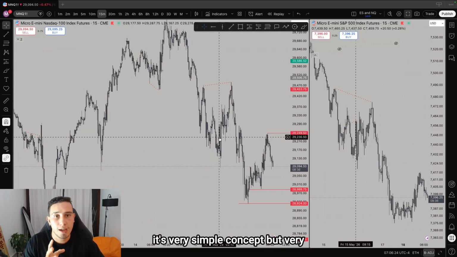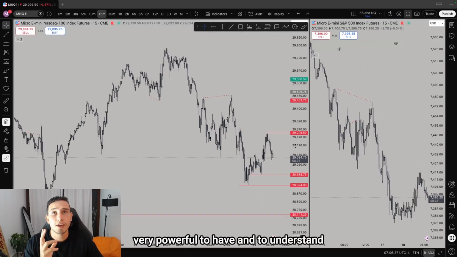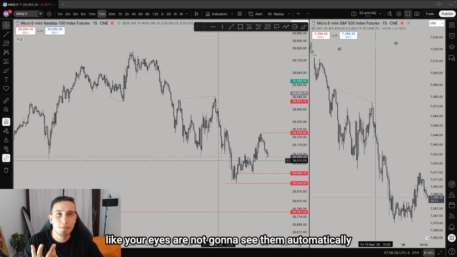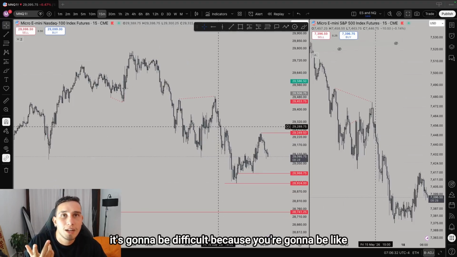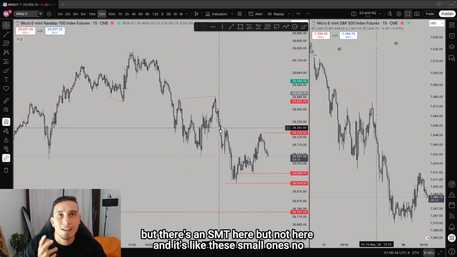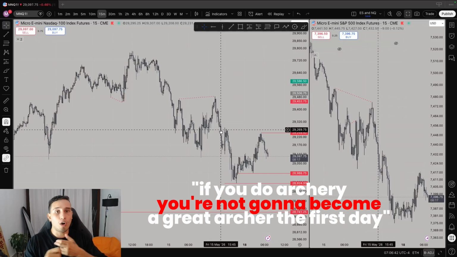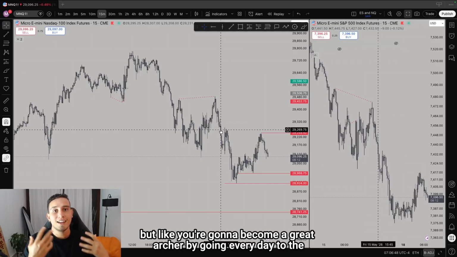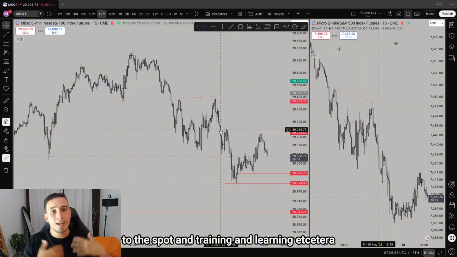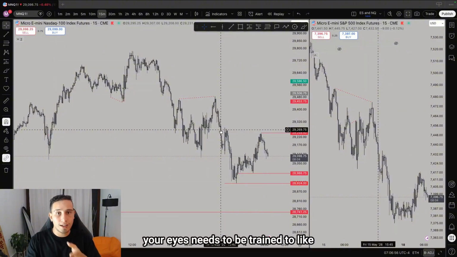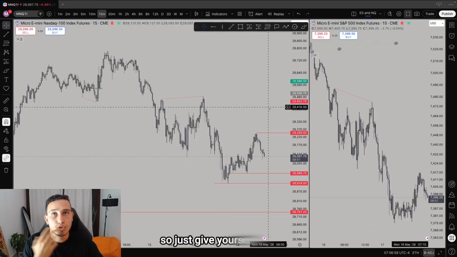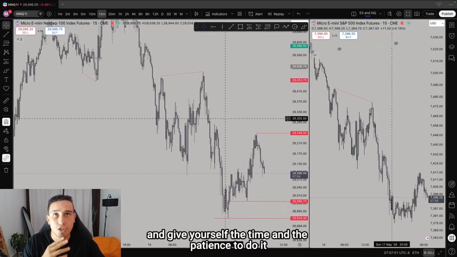It's a very simple concept, but very, very powerful to have and to understand. Your eyes are not going to see them automatically. It's going to be difficult because you'll say, oh yeah, there's an SMT here, but not here, and it's these small ones. You need to train your eyes and your mind to spot these things. If you do archery, you're not going to become a great archer the first day. This is a very extreme example, but you become a great archer by going every day to the spot, training and learning. Your eyes need to be trained so you just know in your subconscious. So give yourself the reps, the time and the patience to do it.